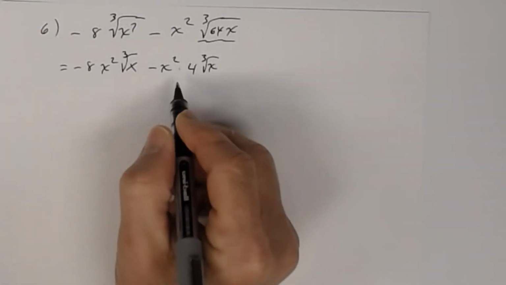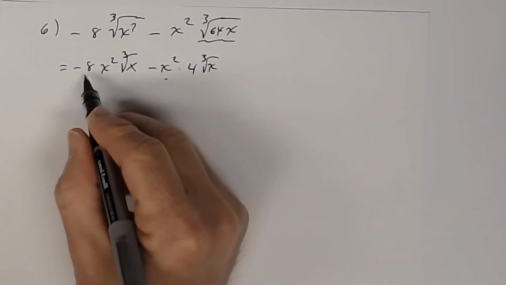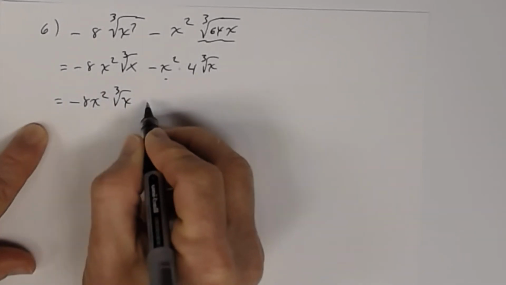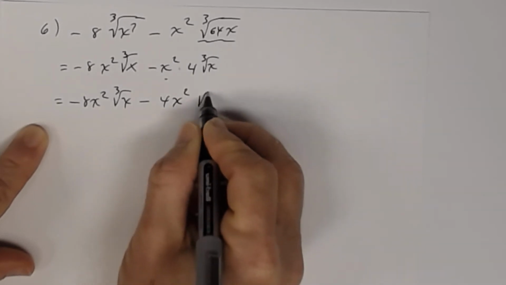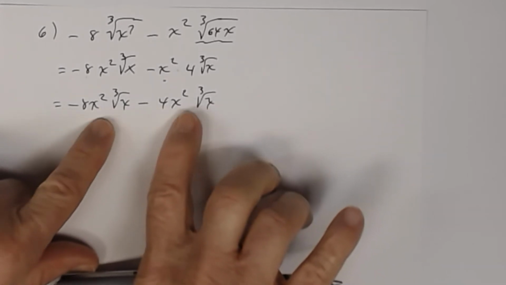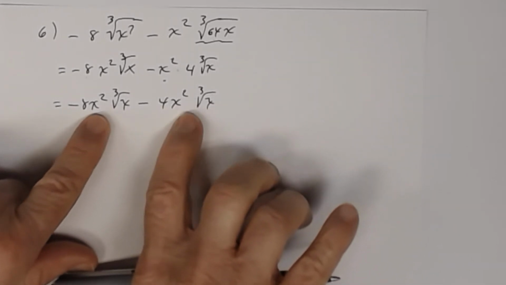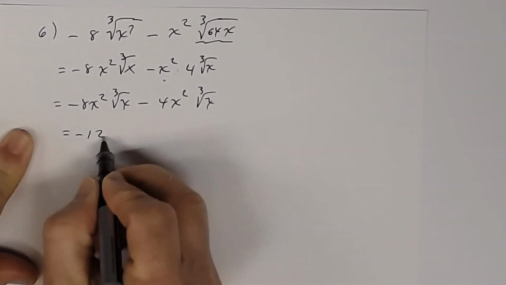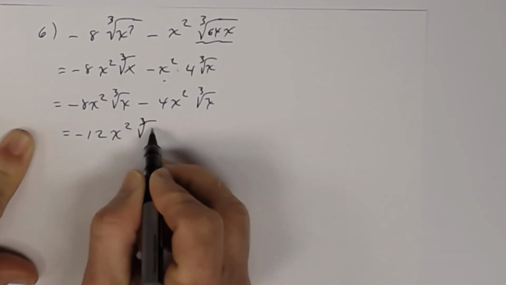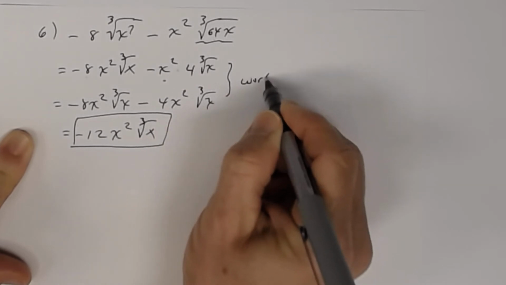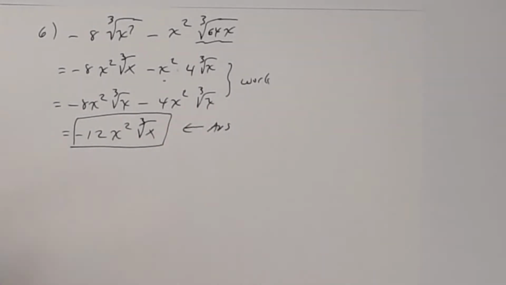Now I'm going to go ahead and rewrite this so that that number is in front like this one is. So I get negative 8 x squared cube root of x minus 4 x squared cube root of x. And now notice those are like terms because they both have cube root of x and they have the same extra factors of x squared. So a negative 8 and a negative 4 gives me a negative 12 x squared cube root of x. Okay, so there's the work, and there's your answer.